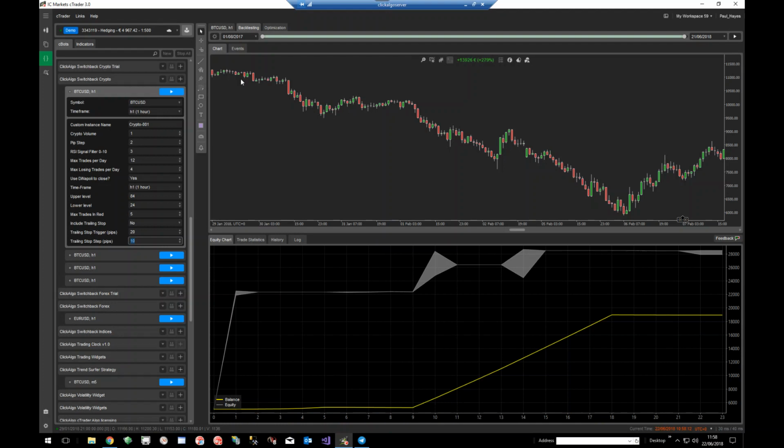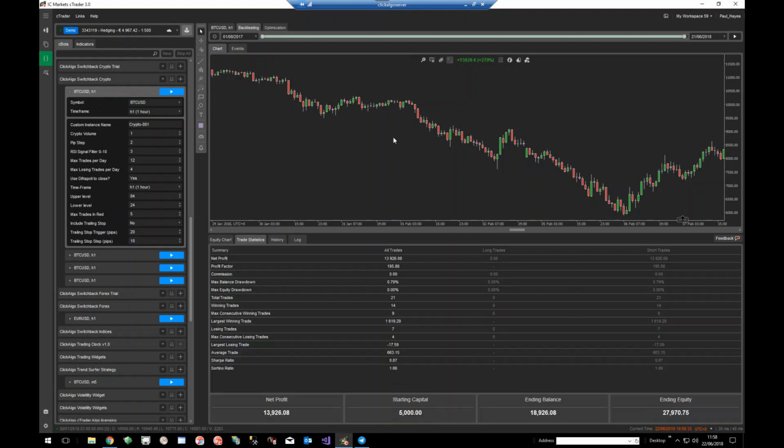So what I'll do now, I'll go into the backtest results. So for this cBot instance, with these parameters, the actual backtest results, if I go to trade statistics, it shows that there was a profit of 279%. So what I'll say is there was a starting capital of £5,000. The profit that was earned in 10 months, I think, was 13,926, and your ending equity was £27,000.